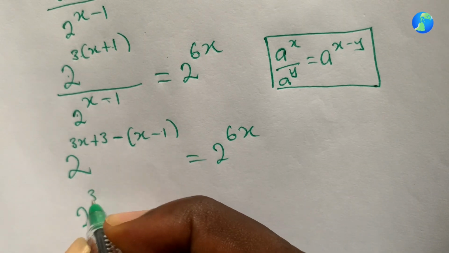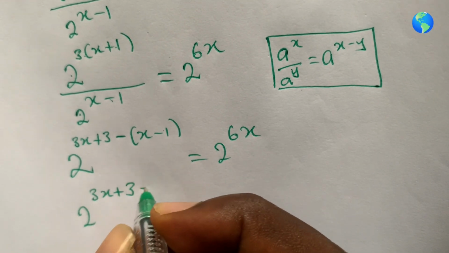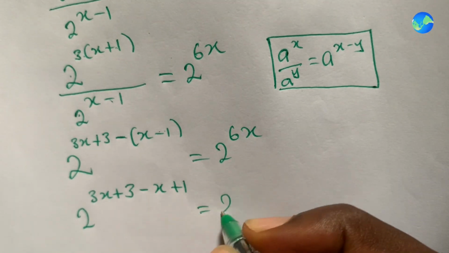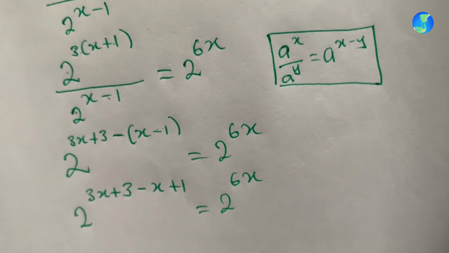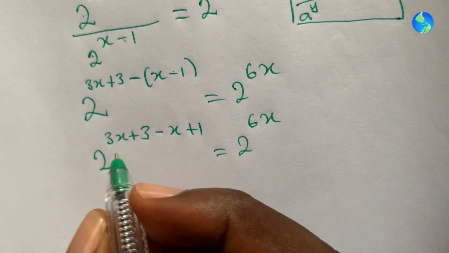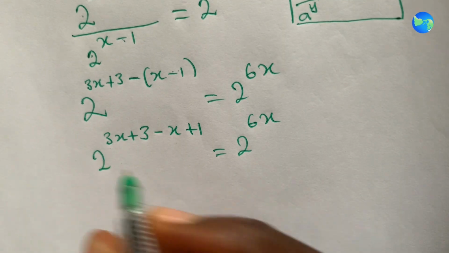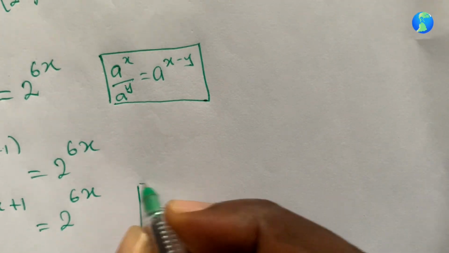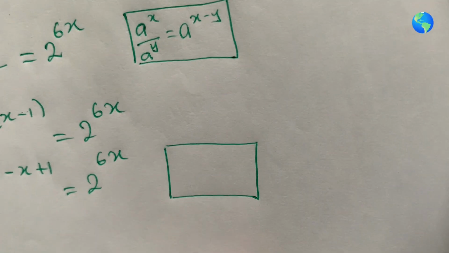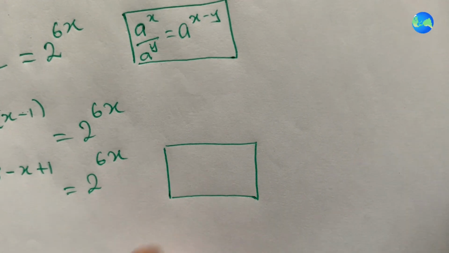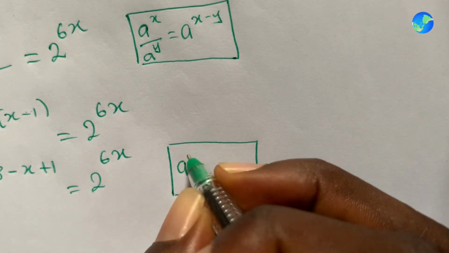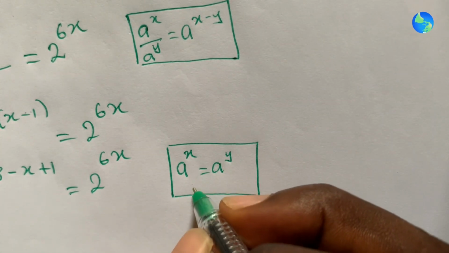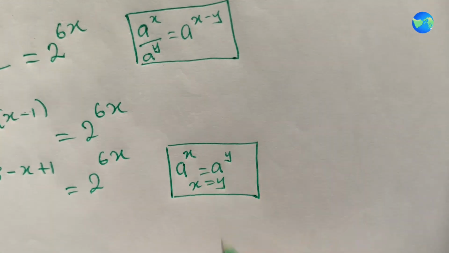Now, let's quickly expand this and rearrange. We have 2^(3x+3-(x-1)), if I expand this, to be equal to 2^(6x), which clearly you can see we will compare the terms, right? Because it is said again in the law of indices. Sorry, I always remind you of it so we don't have any complication. It is said that if we have a^x equal to a^y, it implies that x is equal to y, right?